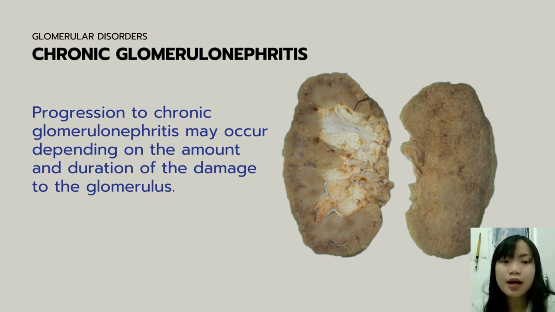So, kapag napabayaan yung deposition sa glomerular basement membrane and maapektuhan ng matagal yung glomerular filtrate natin, magpo-progress siya into chronic glomerulonephritis. And ang gradually worsening symptoms naman nito ay fatigue, anemia, hypertension, edema, and oliguria. So, ang urinalysis nito nagre-reveal ng hematuria, proteinuria, and glucosuria.